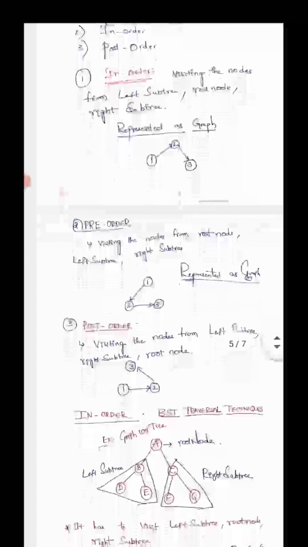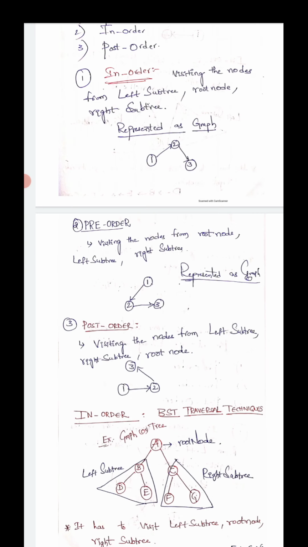And coming to the second one, that is pre-order. Pre in the sense means before, so we are visiting the nodes from root node, left subtree, and right subtree. This is the graph representation. The visiting will start from the root node as 1, then the left subtree 2, and the right subtree 3. This is the representation as a graph as shown below.